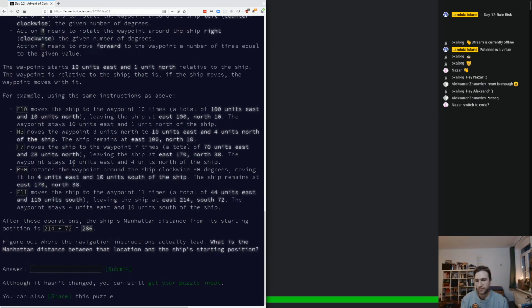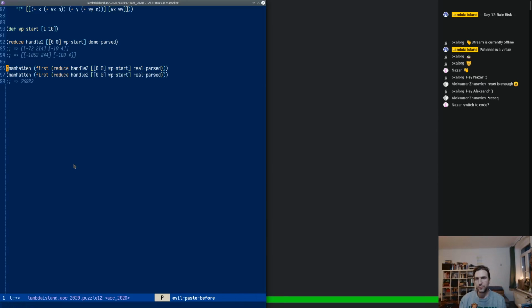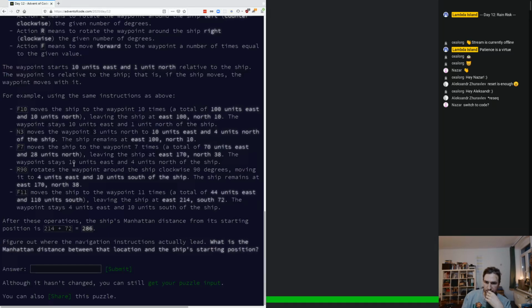Let's try again. So for the demo input, demo parsed, 286. And that is correct. After these operations, just figure out where the navigation instructions actually lead. What is the Manhattan distance between that location and the ship's starting position? Well, the ship's starting position is 0, 0, so the Manhattan distance is that number, right? I don't think we're doing that wrong.